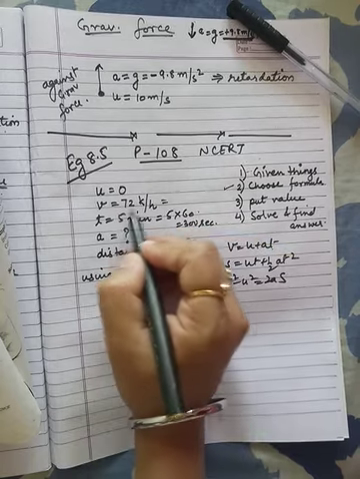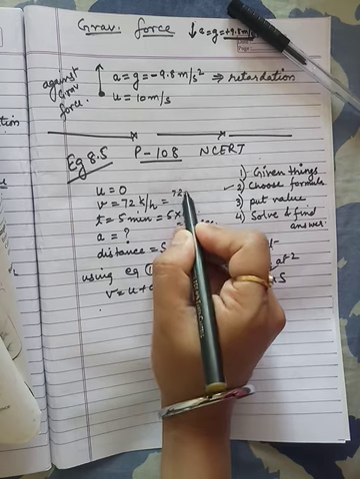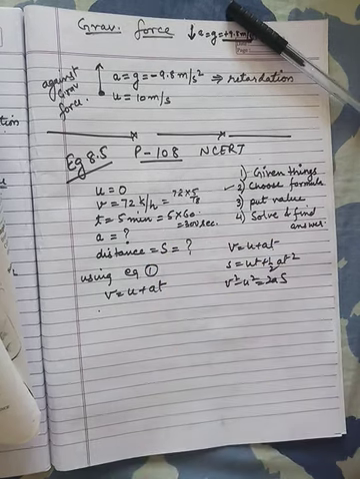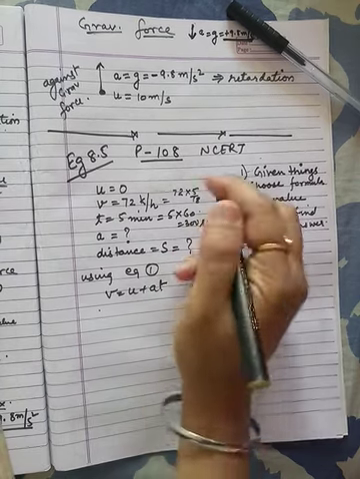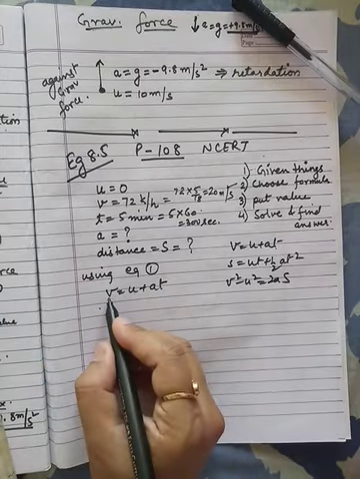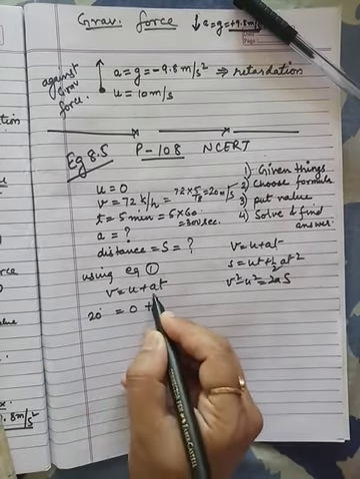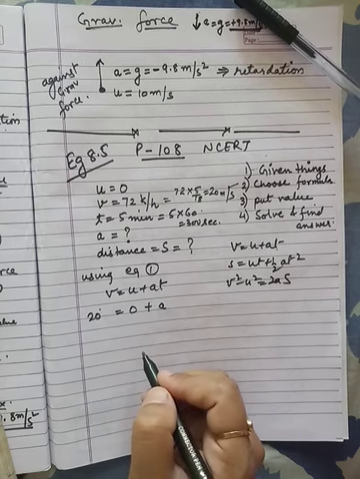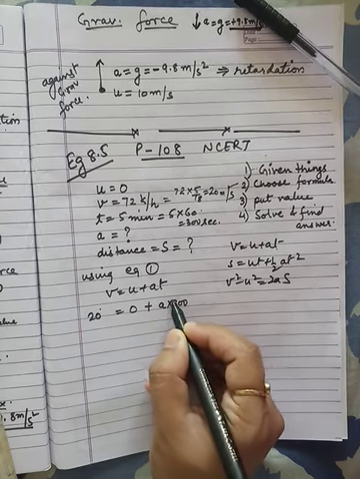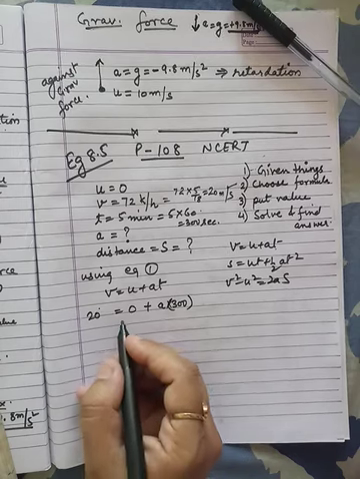v is 72. How to convert? I told you in the previous videos. 72 multiplied by 5 by 18, so that will become 20 meter per second. So what is v? It is 20 meter per second. What is u? It is 0. What is a? It is to be found, so write it down as it is. What is time? That is 300.